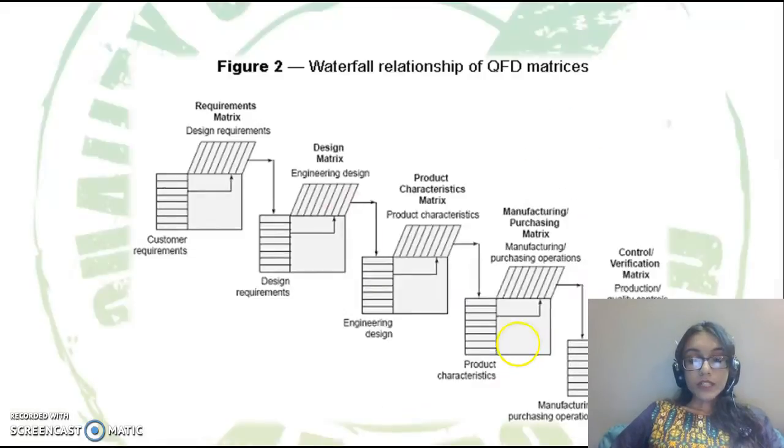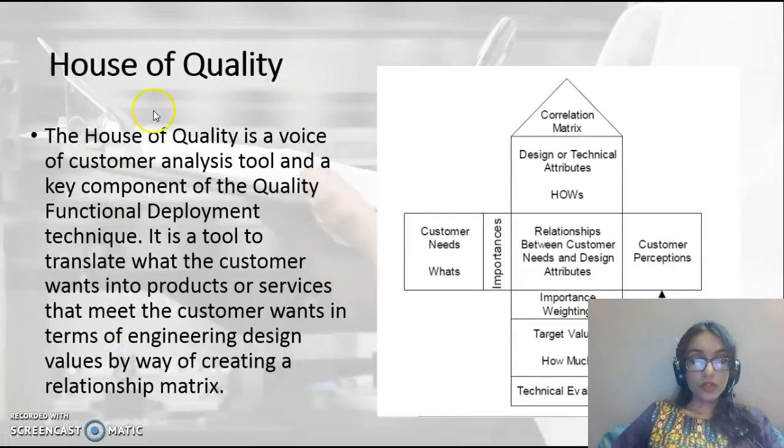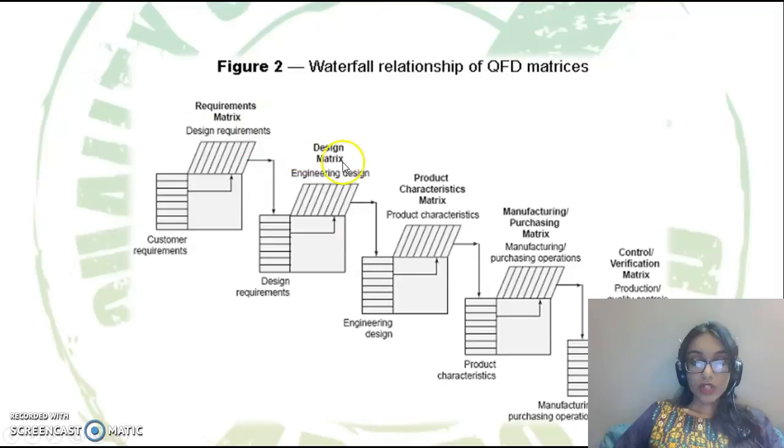Now, these matrices are structured according to this house of quality tool, which is a key component of the quality function deployment technique and used to translate the customer wants into the products or services that meet those wants in terms of engineering design values and by means of creating a relationship matrix. So this is the layout of a common house of quality matrix, which can be used to create either your requirement matrix, design matrix, product characteristic matrix, manufacturing purchasing matrix, or control or verification matrix.